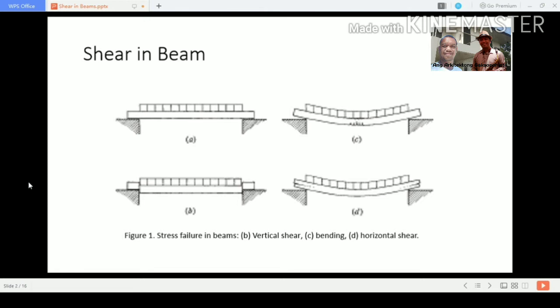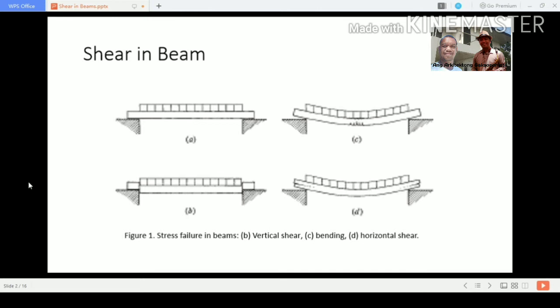Examination of an actual beam so loaded probably would not reveal any effects of the load or loading on the beam. However, there are three distinct major tendencies for the beam to fail. Okay. So first, there is a tendency for the beam to fail by dropping between the supports, and that is in figure 1.B, and that is what we call the vertical shear.